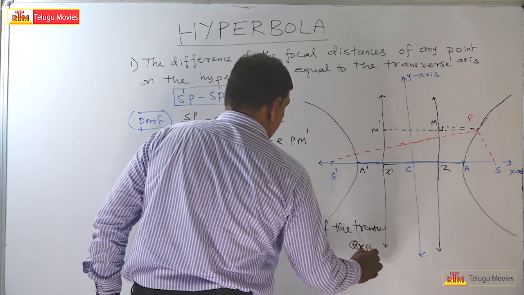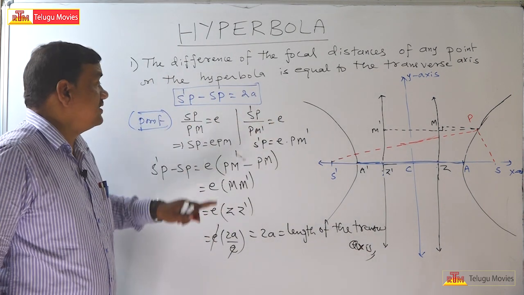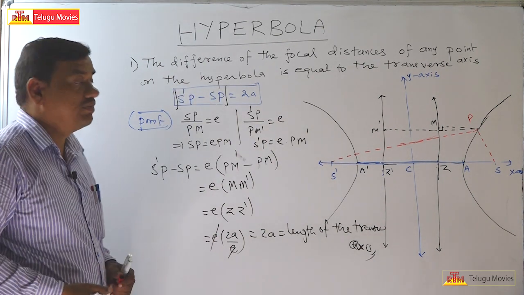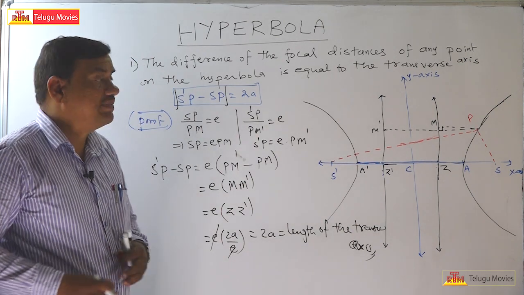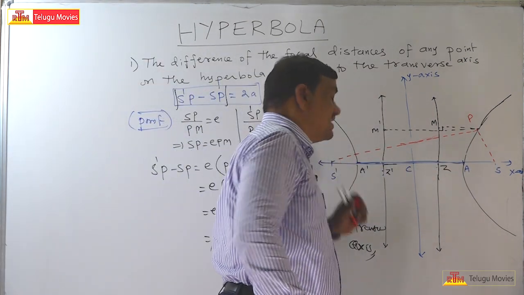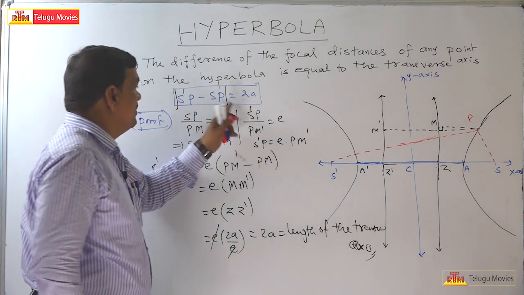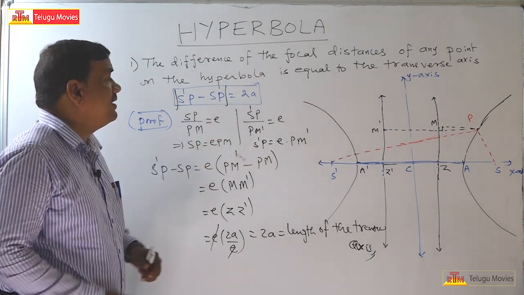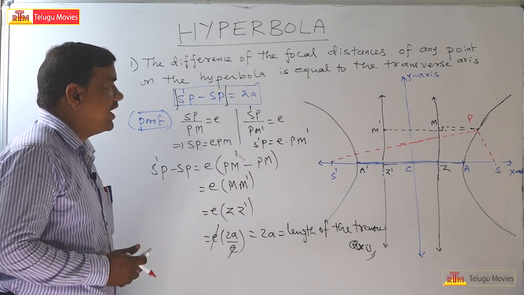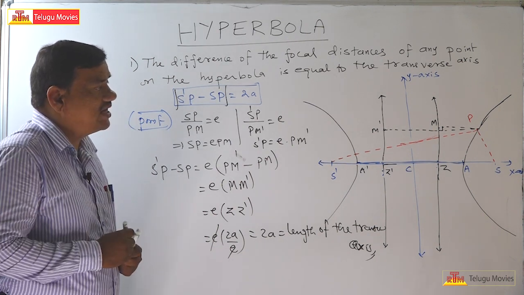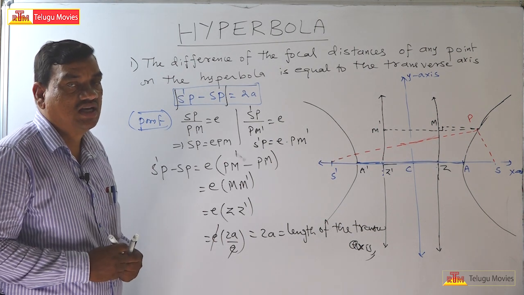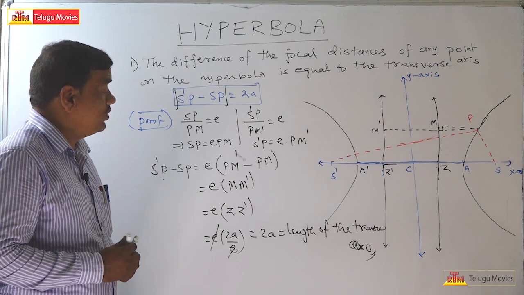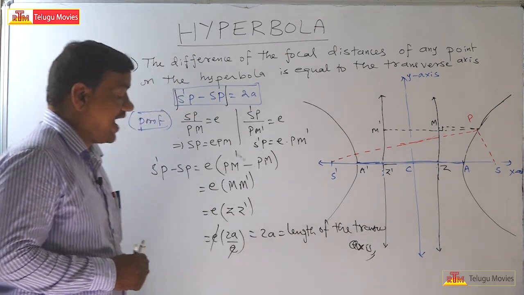That's all. Sometimes in some textbooks they will keep it as a modulus. Why? Because students may take this as S' and this as S, whatever it may be, so they take it as a modulus since it is a difference. So S'P minus SP is equal to 2a. That is the difference: if you take the difference of the focal distances of any point on the hyperbola, that is equal to the length of the transverse axis.